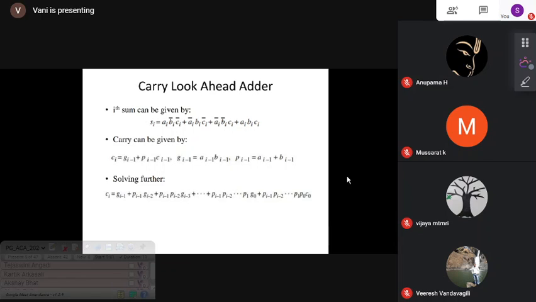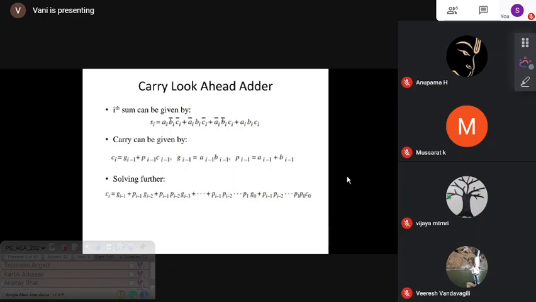So in the equation Ci equal to Gi-1 plus Pi-1 multiplied with Ci-1, if Gi-1 is true, that is, if Gi-1 is 1, then Ci will automatically be 1 because there is an OR operation happening there. And Ci is high in another condition, that is when Pi-1 is equal to 1 and Ci-1 is equal to 1. These are the two conditions where Ci will be equal to 1.